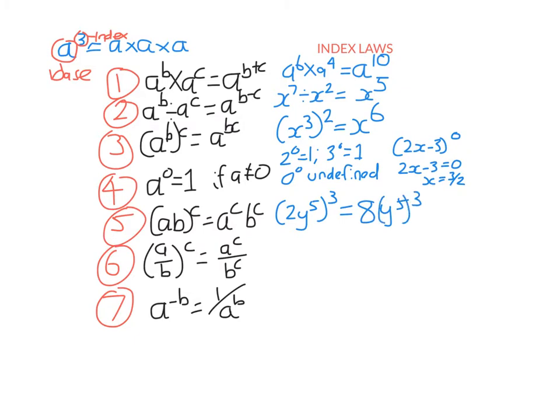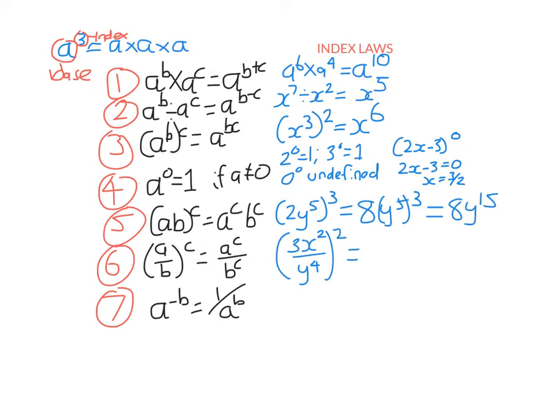But to complete this question, I also need to use the second index law. Y to the power of 5 to the power of 3 is just y to the power of 15. Similarly, if I have something like this, 3x squared over y to the power of 4, let's say this is raised to the power of 2.